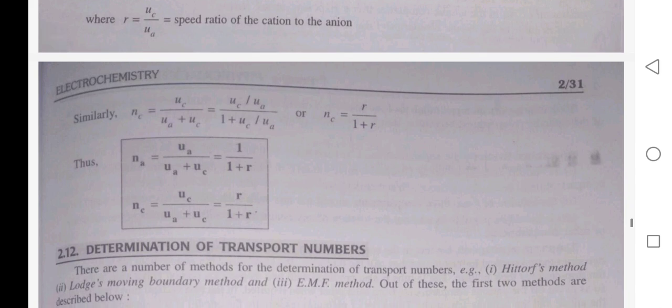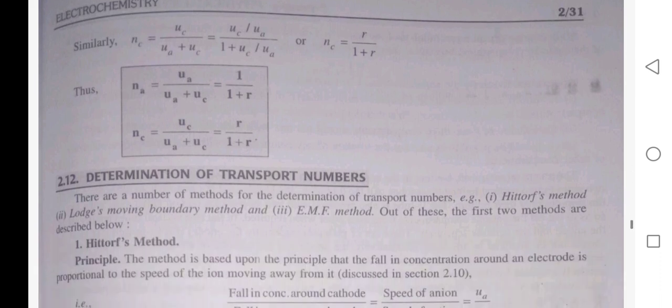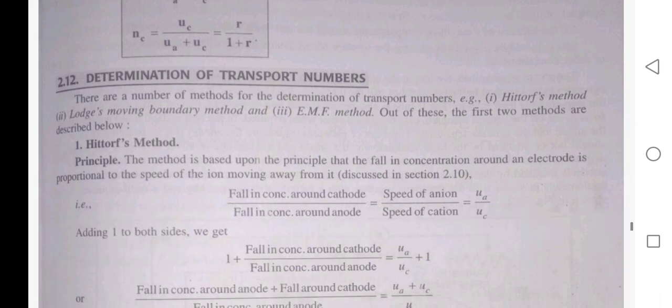Similarly, Nc is equal to R upon 1 plus R. Thus Na is equal to UA upon UA plus UC, which is equal to 1 upon 1 plus R, and Nc is equal to UC upon UA plus UC, which is equal to R upon 1 plus R.